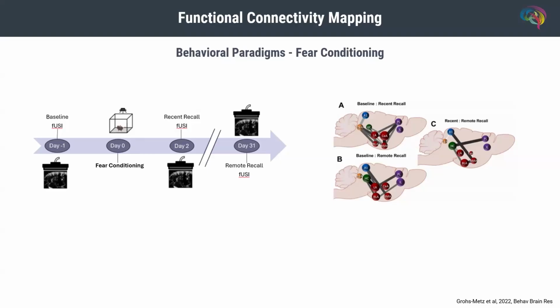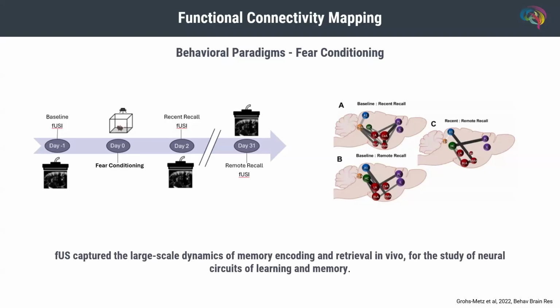So if during recent recall, the main network was between the amygdala and the hippocampus, at remote recall, the network refined with stronger connection between hippocampus and prefrontal cortex, suggesting that the network reorganizes as memory consolidates. And they were also able to show that these network changes were correlated with the animal's freezing behavior, directly linking the connectivity to the memory expression. So in this study, they show how functional ultrasound can capture large-scale dynamics of memory encoding and retrieval in vivo, making it a valuable tool for the study of neural circuits for learning and memory.